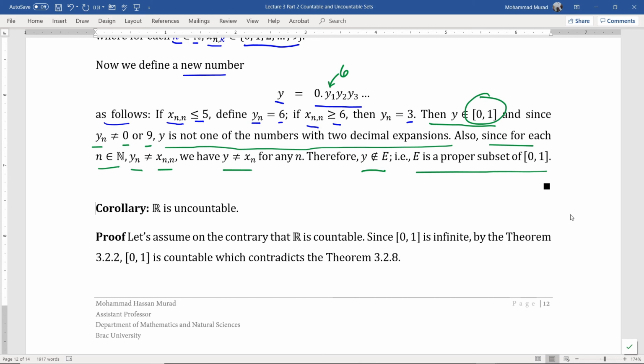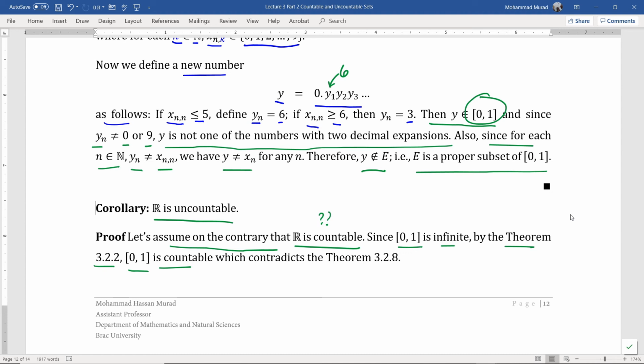Now we have the following corollary. The set R is uncountable. Proof. Let's assume on the contrary that R is countable. Since the closed interval 0 to 1 is infinite, by theorem 3.2.2, the closed interval 0 to 1 is countable, because the theorem says every infinite subset of a countable set must be countable.